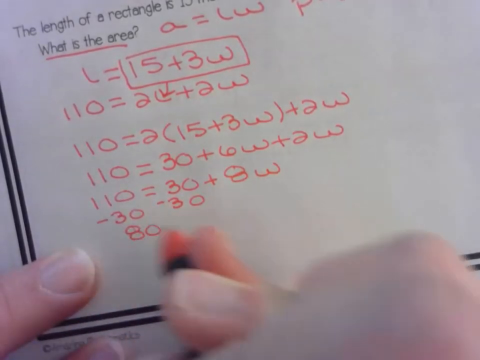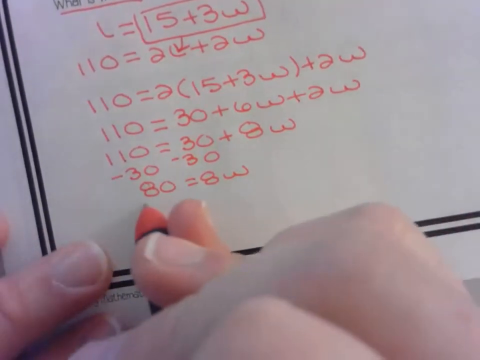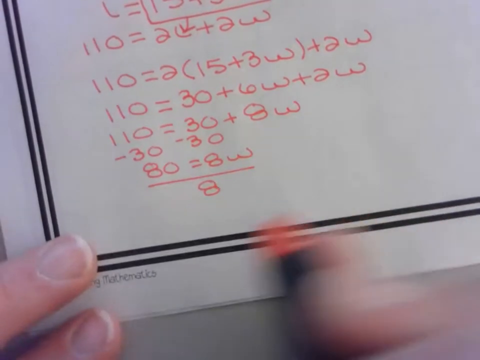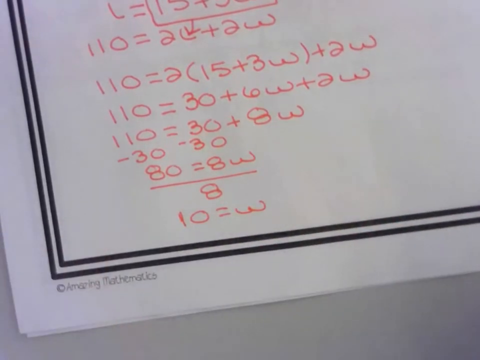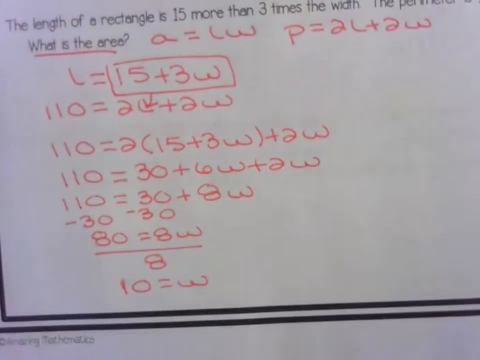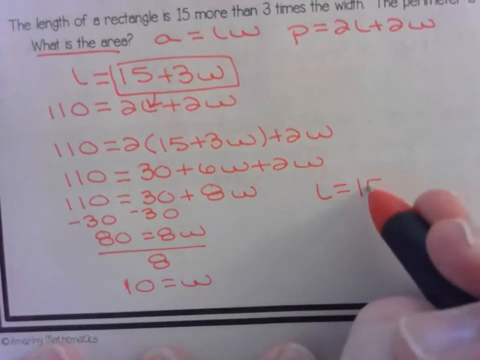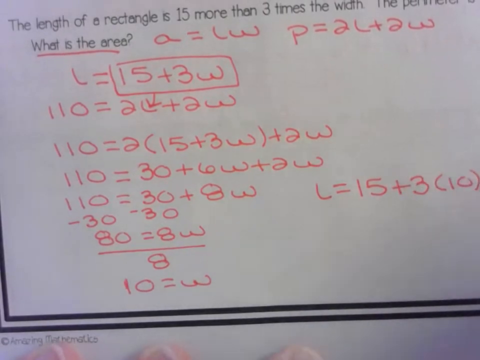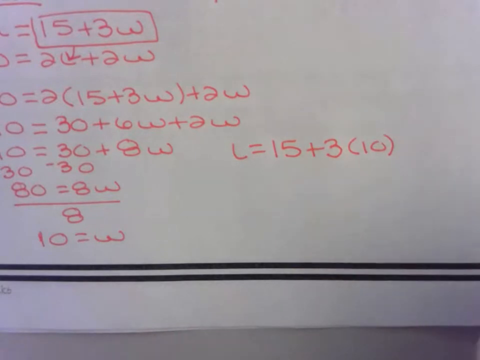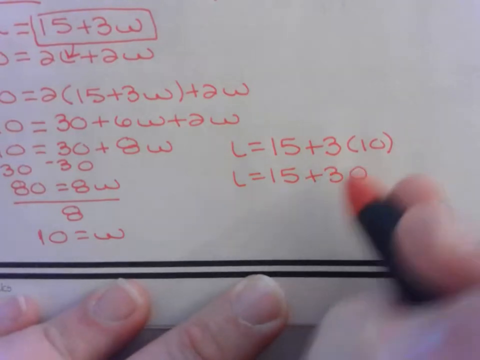80 equals 8W. Divide by 8. 80 divided by 8 is 10. So my width is 10. Have I answered the question? No. I want to know the what? Area. I found the width. So what do I need to find next? L. So how do I find L if I know the width is 10? Plug it in. So L equals 15 plus 3 times 10. What's 3 times 10? 30 plus 15.